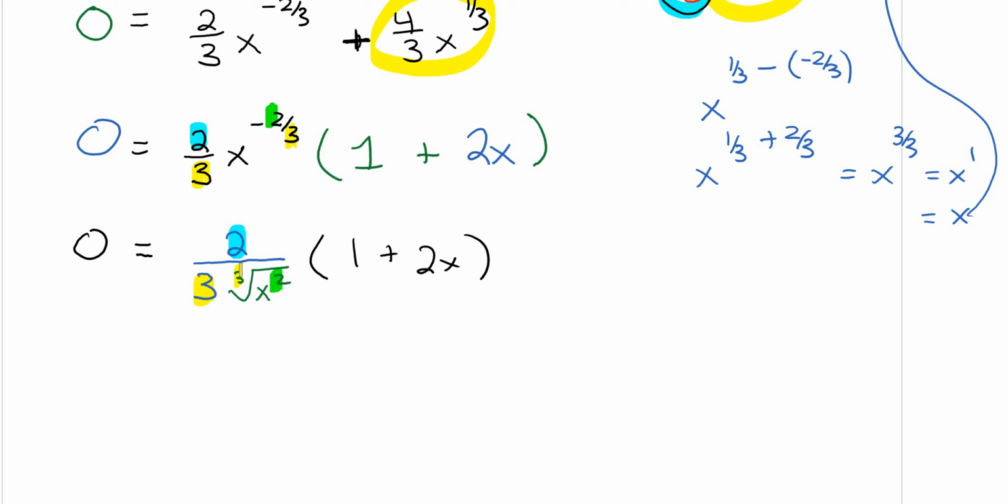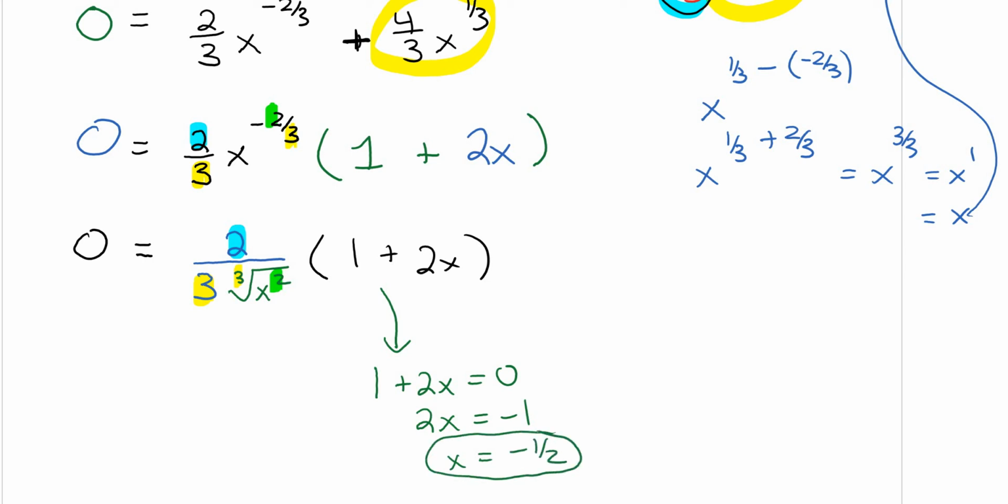Okay, so let's go ahead and set this equal to 0. If I do that, if I take this guy and set that equal to 0, this one's not too bad. This is 2x equals negative 1, and x would equal negative 1/2. So this is one of your critical numbers there.